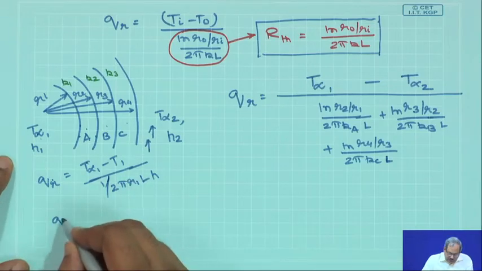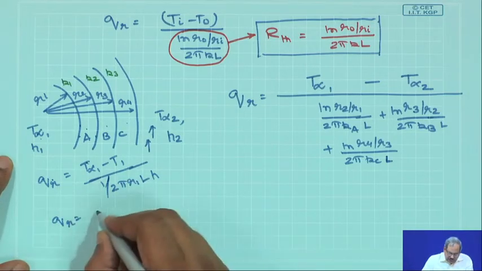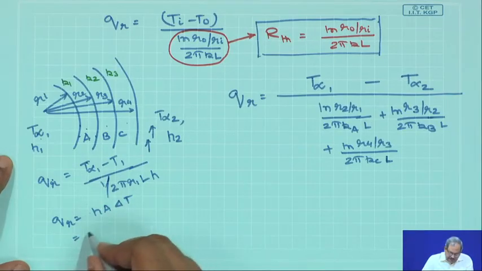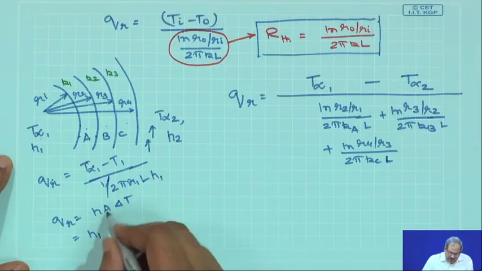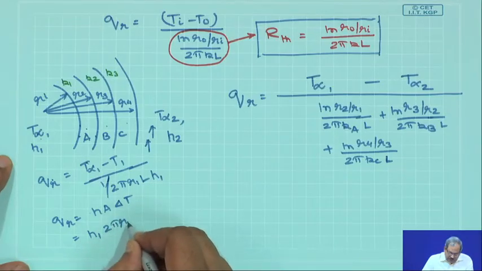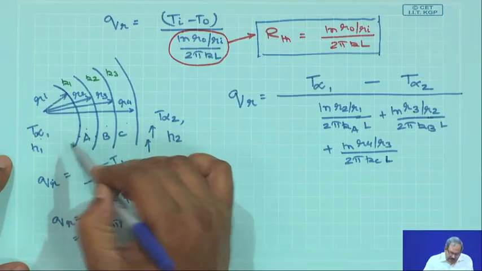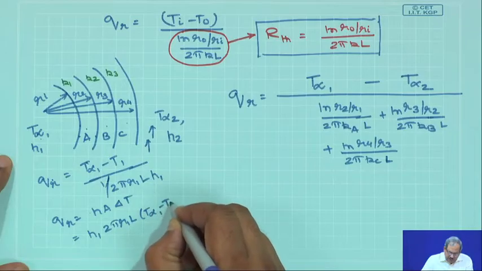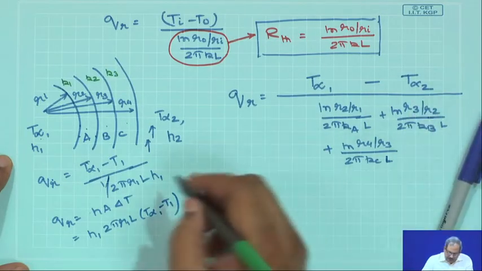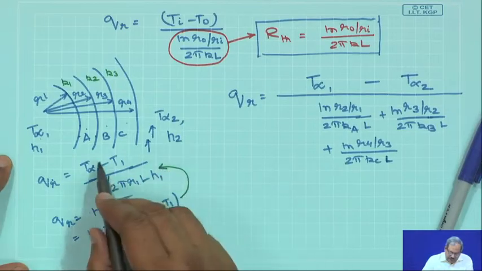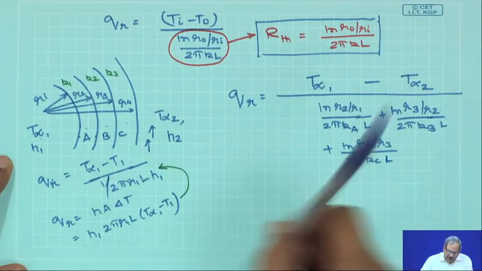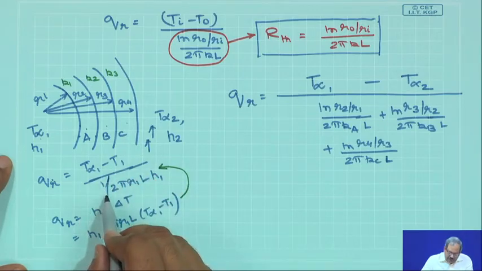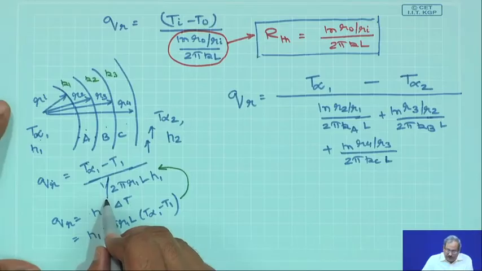This comes from Newton's law of cooling, which simply says that Q_R is h A delta T. In this case h is h1, and the area is 2 pi r1 L, because this is the area which is exposed to the convection environment, times (T infinity 1 minus T1). So I have written it in the form of a temperature difference divided by some sort of resistance. This is the expression for convective heat transfer resistance in the case of radial systems.